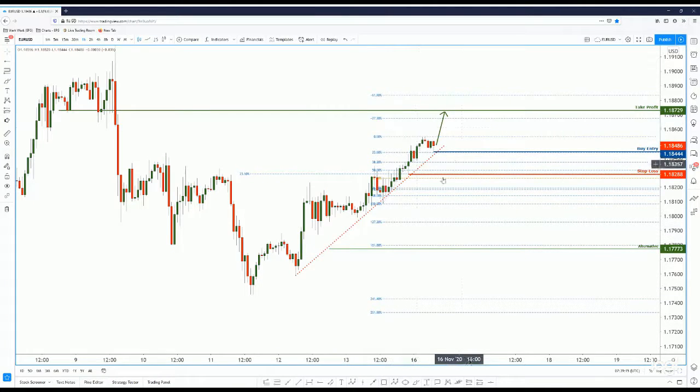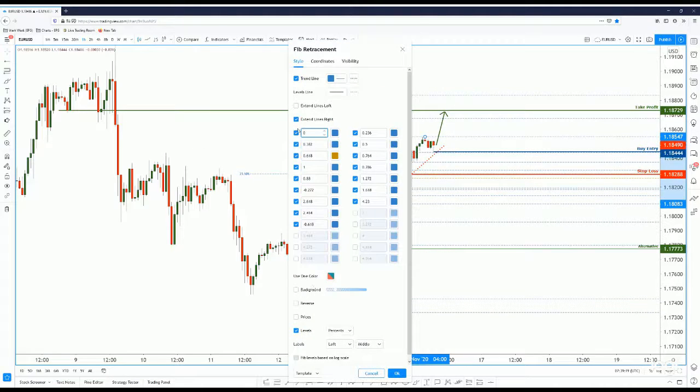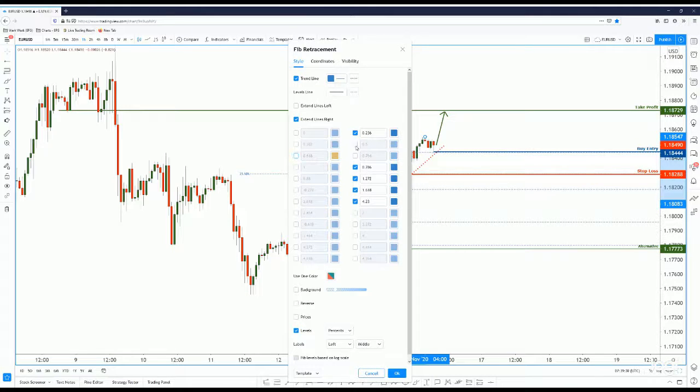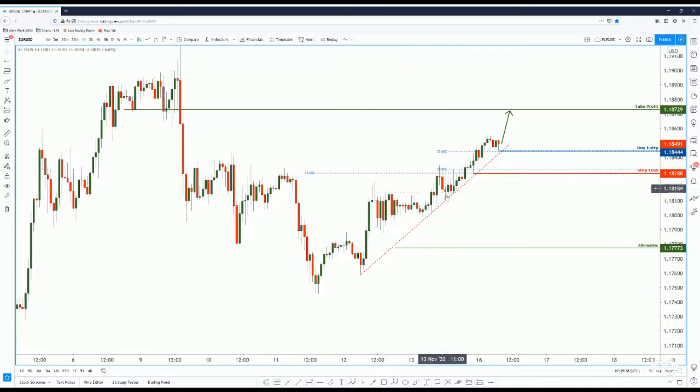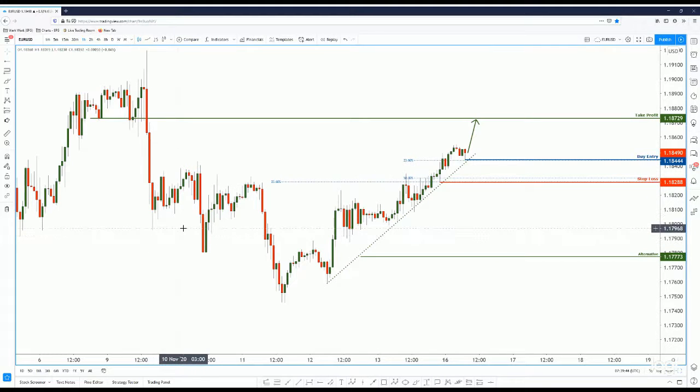So we actually have a pretty nice risk reward ratio, so I'm just going to go ahead and highlight the 23.6 and 50%. Something like that. We should change this line to green for support. So this will be the intraday idea that we have.